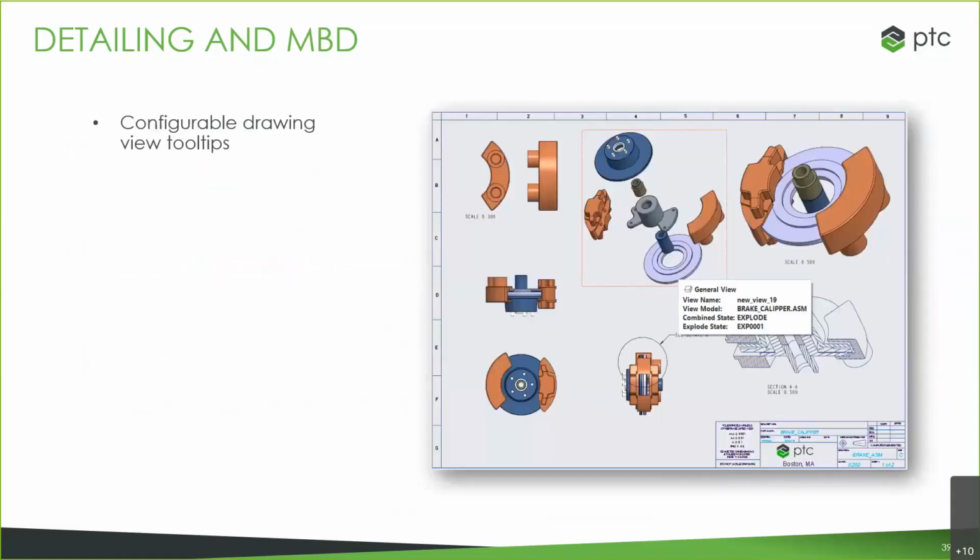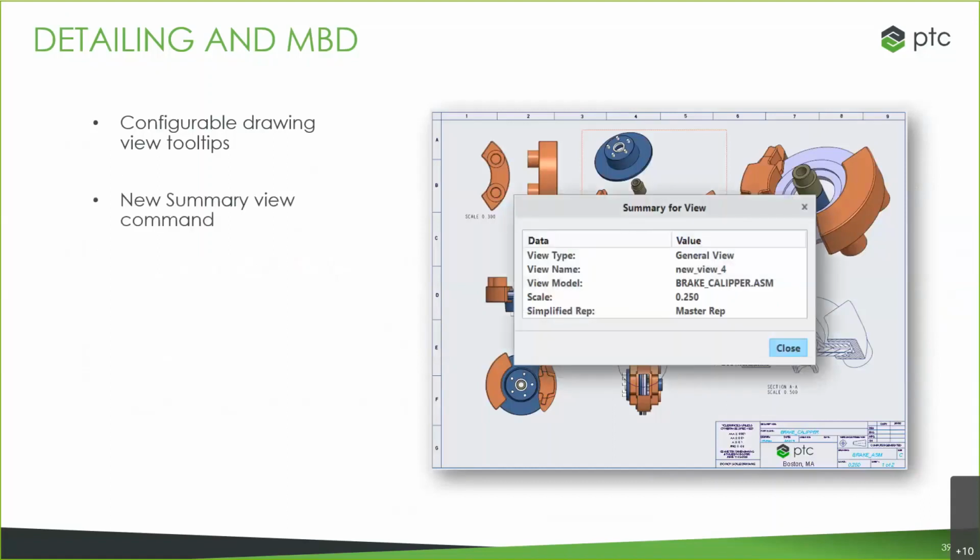Next, we can configure drawing view tooltips. So if you click on that view, you can see what the part is, the model, combination, or explode state. With that as well, we have a new summary view command where we can click on an element and have the system tell me all about it. It's a good way to understand the design intent, and it's especially useful if you weren't the one that created the model itself. You can still go through and get that information that helps you going forward.